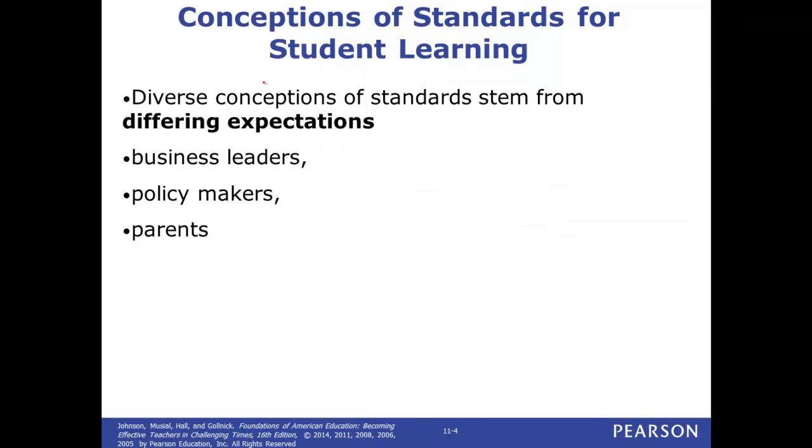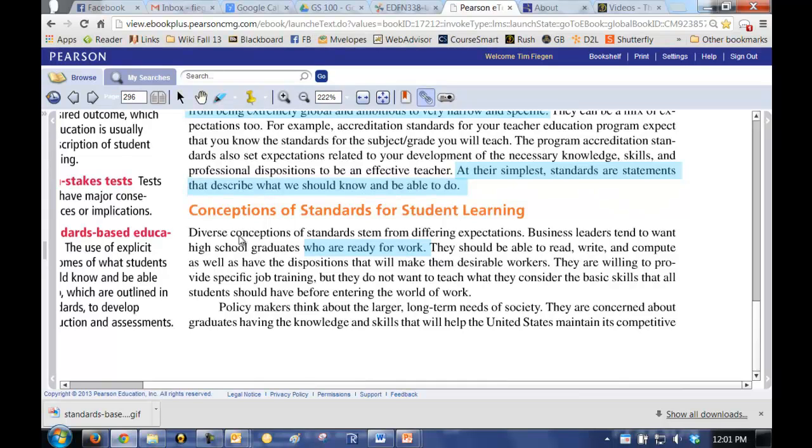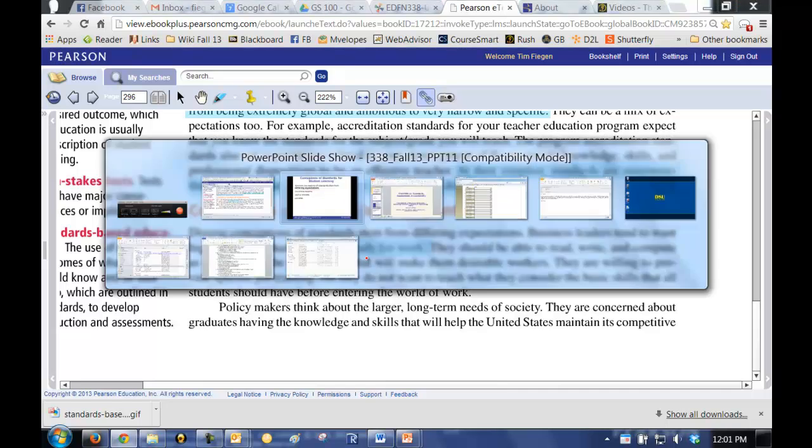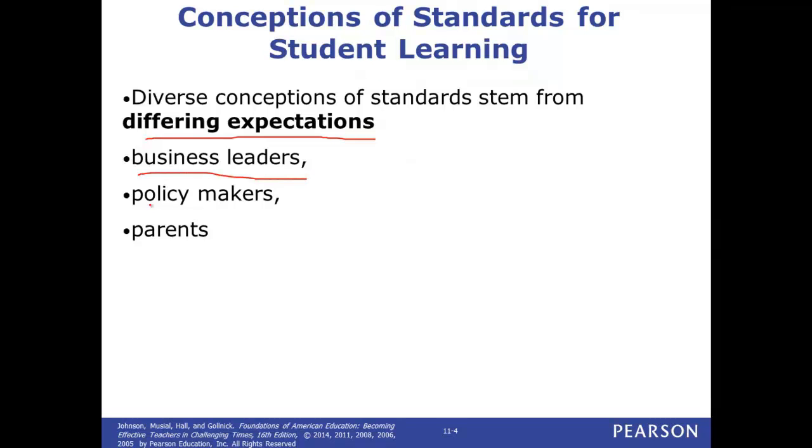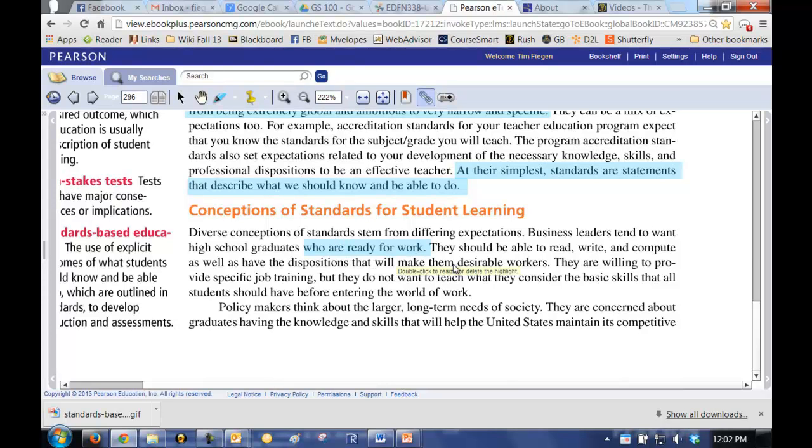Diverse conceptions of standards stem from differing expectations. Okay, what are these? Diverse conceptions, differing expectations. Business leaders tend to want high school graduates who are ready to work. And so you're going to come up with this, the business leaders, policymakers, and parents. So the business leaders want them ready to work: read, write, compute, as well as dispositions. They're willing to provide specific job training themselves, but they do not want to have to teach them basic skills. Okay, that's one, the business leaders who are going to employ these kids.